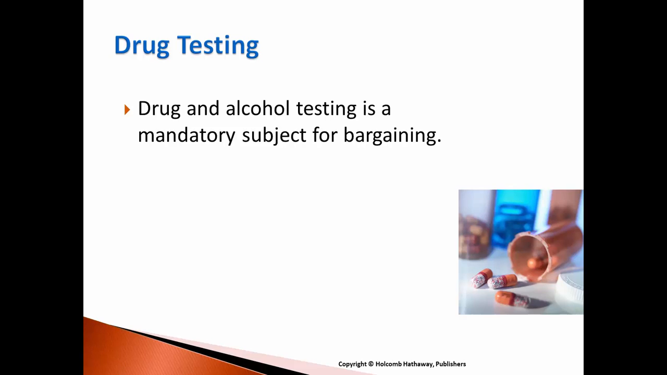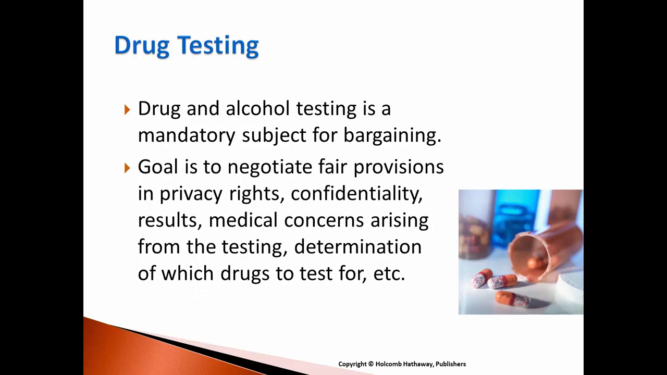Now, another means of negotiation is drug testing. And basically this covers substances of abuse, such as recreational drugs and performance enhancers. Drug and alcohol testing is a mandatory subject for bargaining. The goal is really to negotiate fair provisions in privacy rights, confidentiality, results, medical concerns arising from the testing, and determinations of which drugs to test for. There are some educational and rehabilitative components included in the collective bargaining agreement.